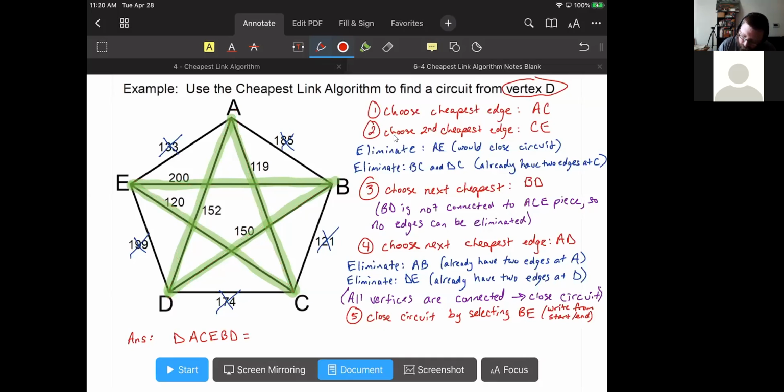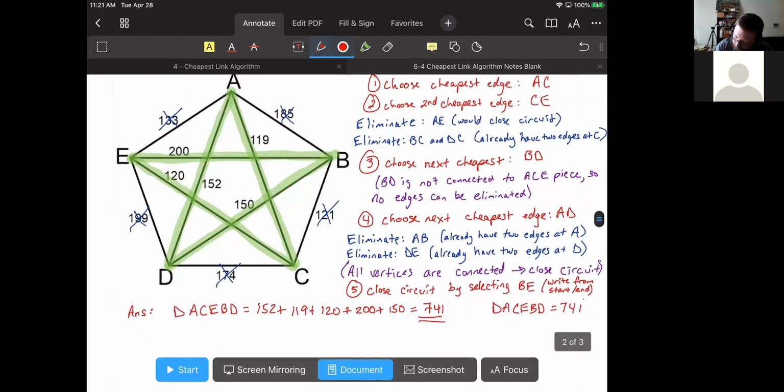Then we need to add up those weights. So DA is 152, AC is 119, CE is 120, EB is 200, and BD is 150. Add all those up, and we get a weight of 741. So our answer would be the circuit DACEBD with a weight of 741.